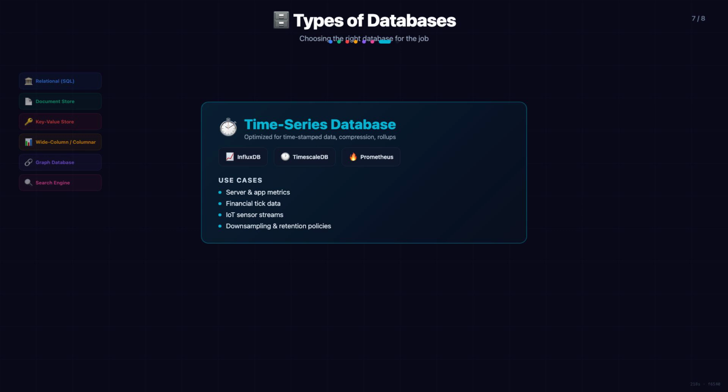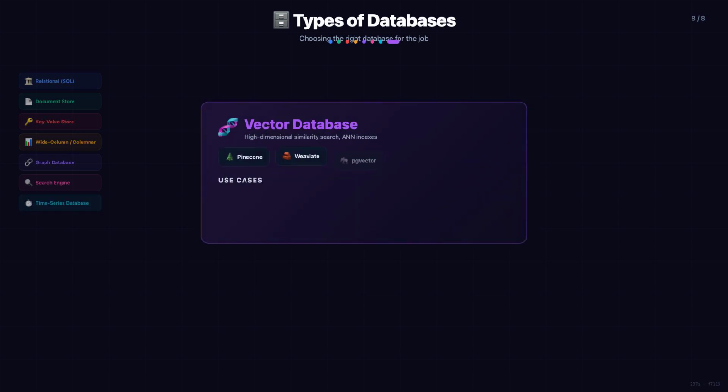The newest category, vector databases. Pinecone, Weaviate, pgvector, and Milvus store high-dimensional embeddings. They power semantic search, RAG pipelines for LLMs, image and audio similarity search, and recommendation engines. As AI applications explode, vector databases have become the critical link between your language model and your data.